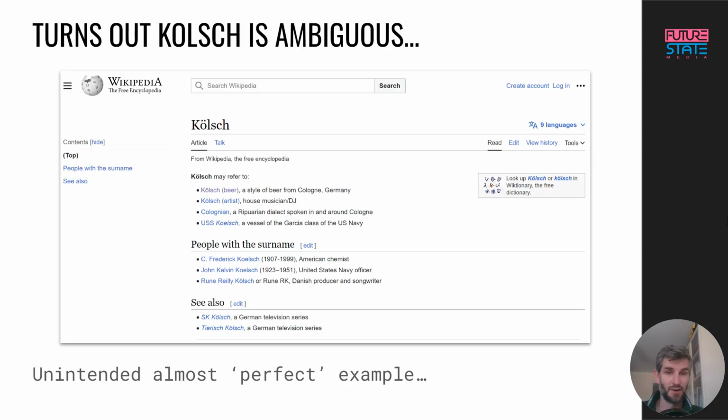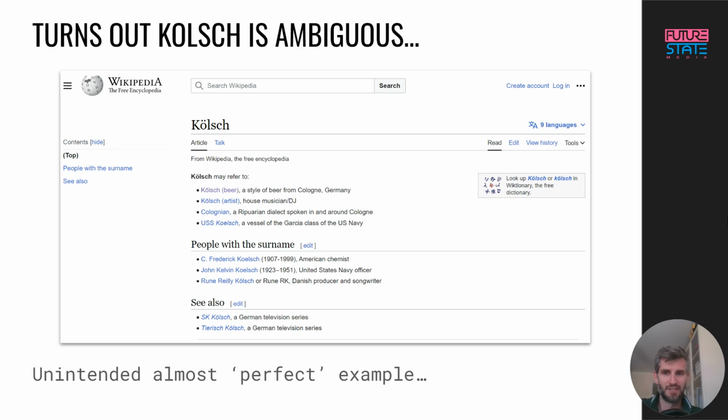And it turns out, I didn't realize this before using this as an example, but Kolsch is an ambiguous term. And it's an unintended, almost perfect example of why schema is important. But yeah, the idea that you could get the beer and the artist confused, that might be a difficult one. Not to everyone's taste. I suppose that could be an applicable statement, whether it's an artist or a beer.